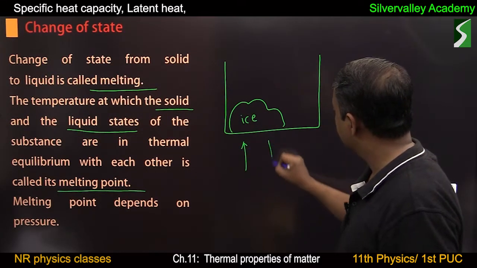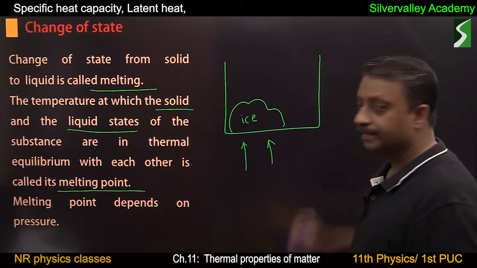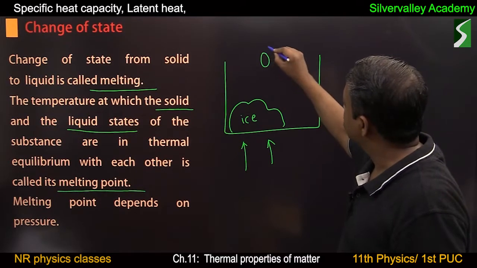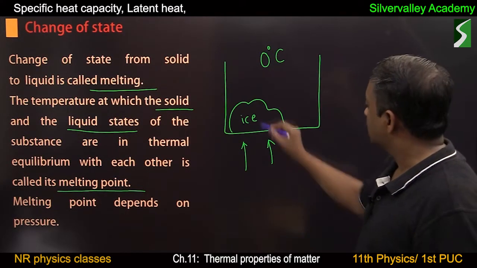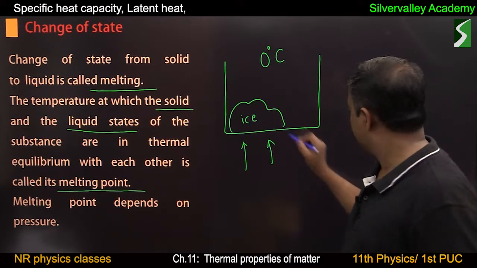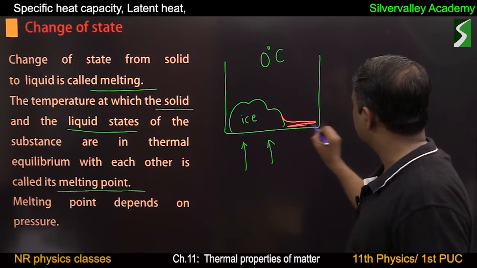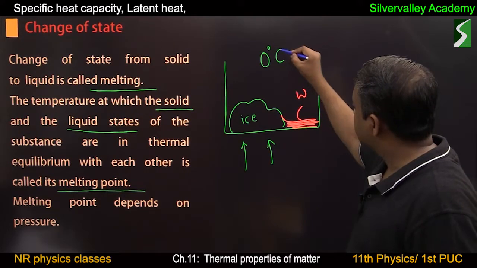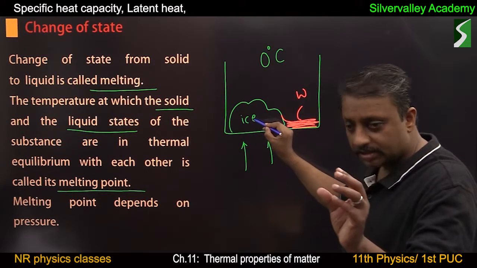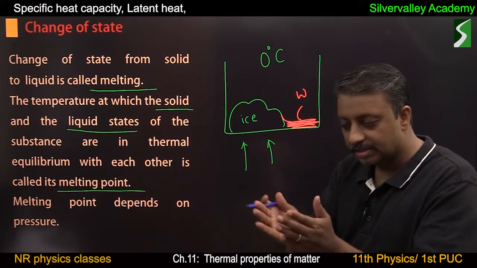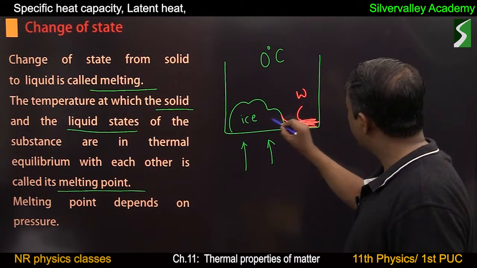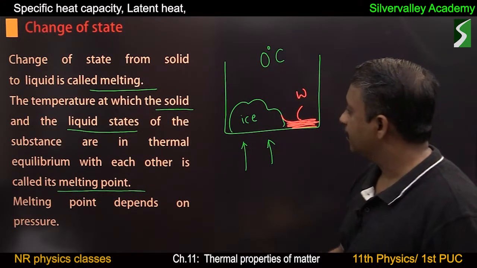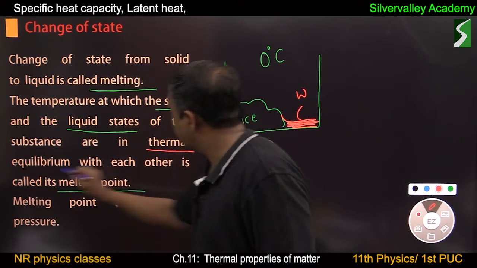Because of heating, if ice starts melting, so melting of ice at standard pressure takes place at 0 degrees Celsius, isn't it? So part of ice is in liquid state now. So this is water. Now at 0 degrees Celsius, ice and water will coexist, means they will exist together. And temperature of ice equal to 0, temperature of water is also equal to 0. If these two temperatures are same, then we say that they are in thermal equilibrium.